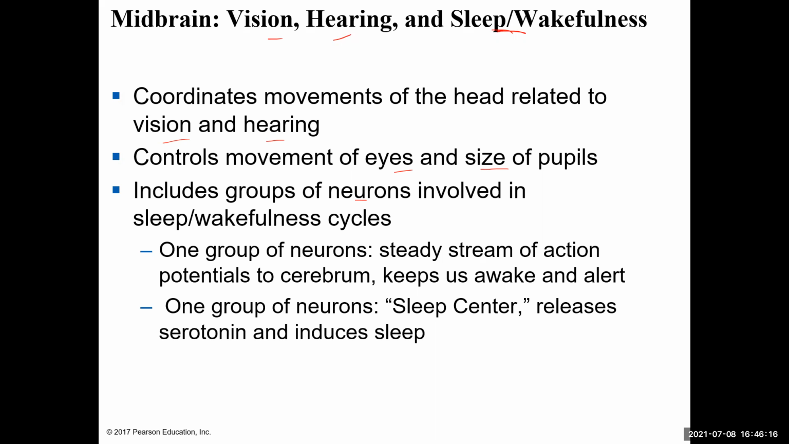And then we have neurons that are important for regulating our sleep and wakefulness cycles. We got one group of neurons that have this steady stream of action potentials to the cerebrum that says, okay, keep us awake and keep us alert. And then we have another group of neurons that's known as the sleep center. And whenever it's time to go to sleep, our bodies will send action potentials from these neurons that will release serotonin. That is what allows us to induce sleep and makes our bodies become tired.